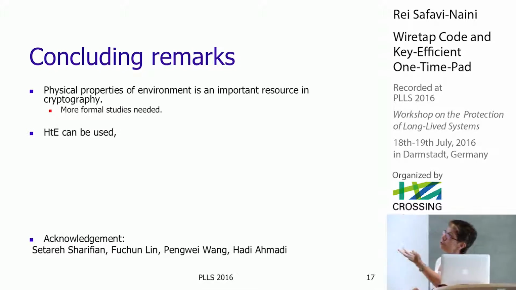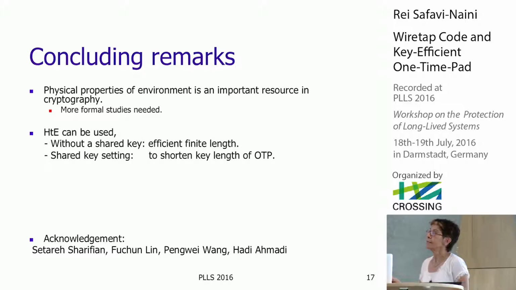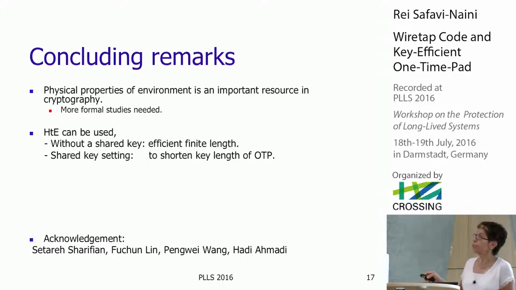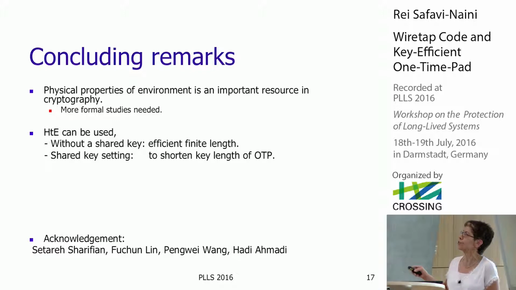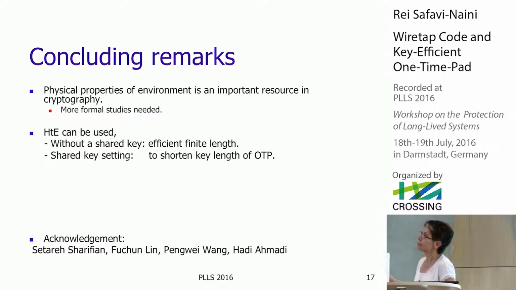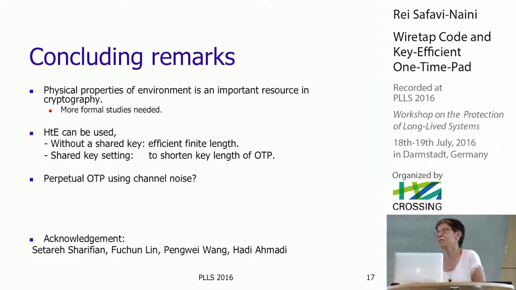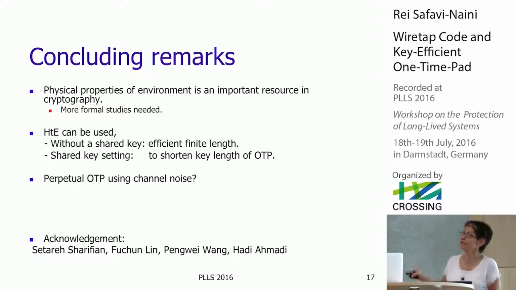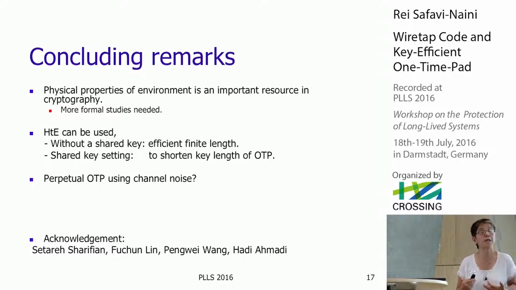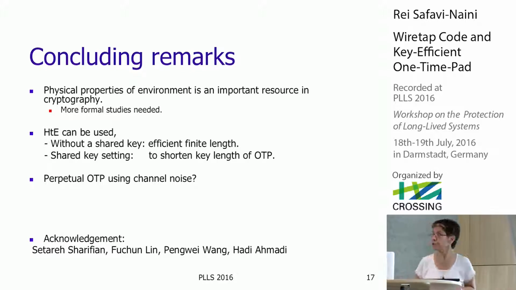Hash-then-encode can be used without a shared key, which gives you an efficient finite-length construction. If it is used with a shared key, you can shorten the length of the one-time pad. And finally, if you choose your parameters correctly, you should be able to have a perpetual one-time pad using the noise in the channel only. So you start with one key, and then you use the noise of the channel to continue the communication.